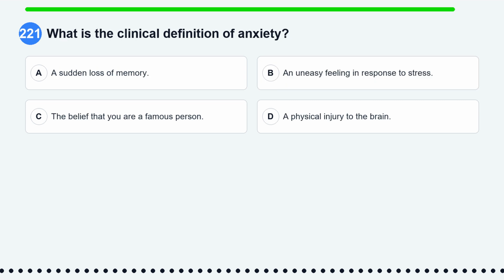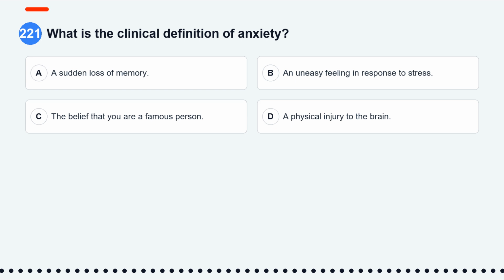Question 221. What is the clinical definition of anxiety? Option A. A sudden loss of memory. Option B. An uneasy feeling in response to stress. Option C. The belief that you are a famous person. Option D. A physical injury to the brain.